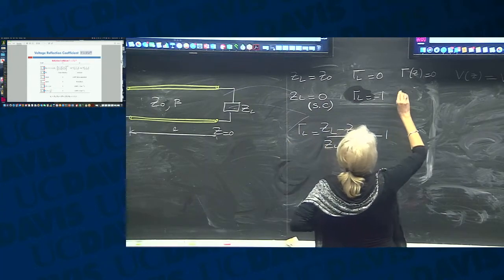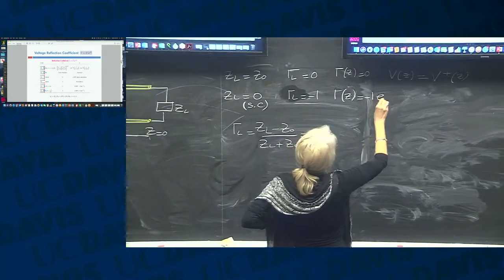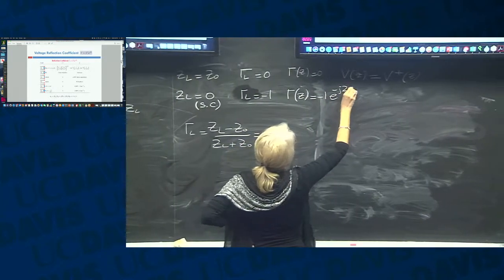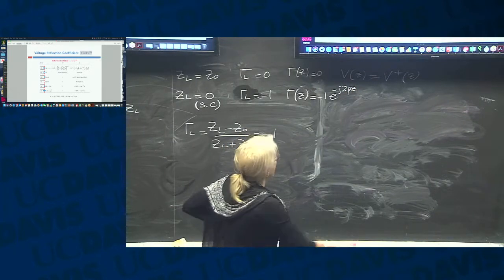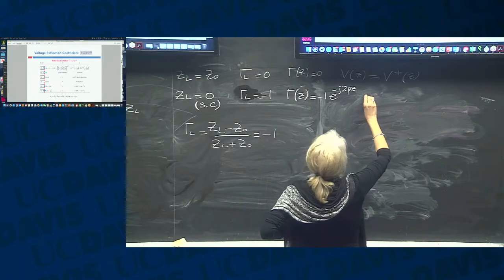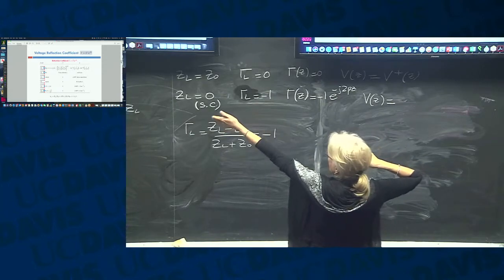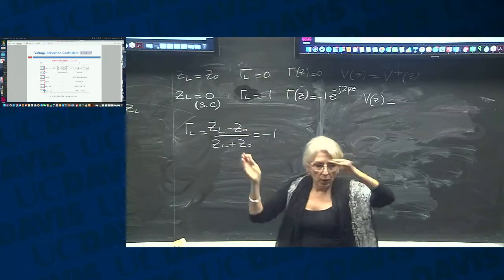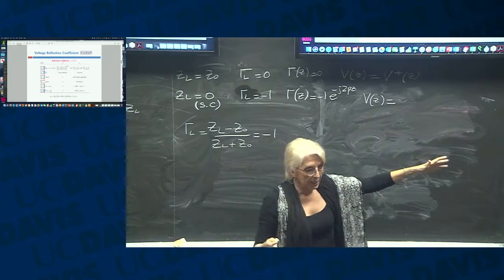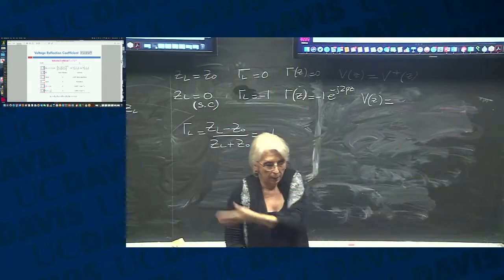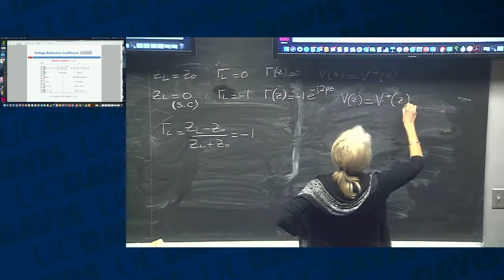Which means that gamma Z, according to what we found, is going to be minus 1 e to the minus j 2 beta Z. Okay, we found that formula. And what does this mean? That V of Z, of course, has two components, all right? Because the wave goes there, sees a reflection, and it's reflected, so this is going to have two components.